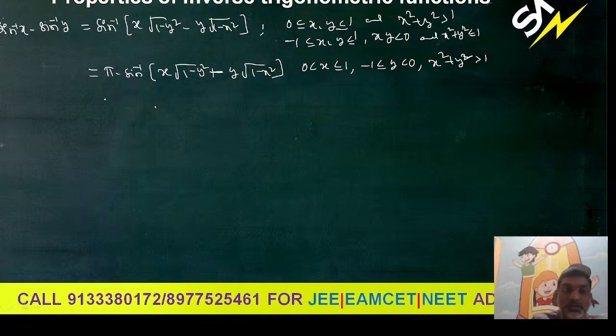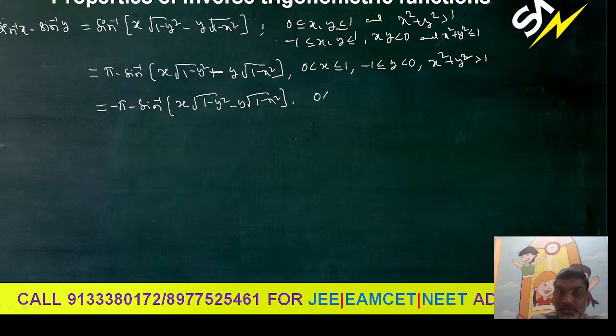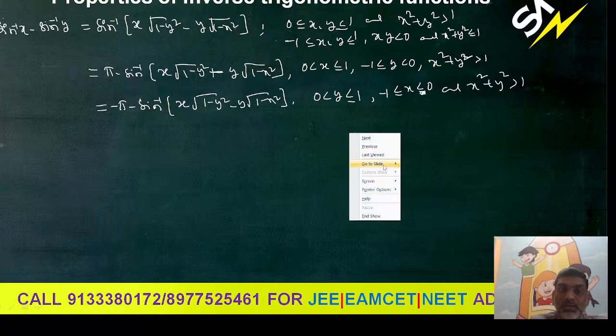And the last formula, minus pi minus sine inverse of x into under root of 1 minus y square minus y into under root of 1 minus x square. And what are the conditions here? The conditions are 0 less than y is less than or equals to 1, minus 1 less than or equals to x less than 0, and x square plus y square is greater than 1. Here also strictly less than 0.